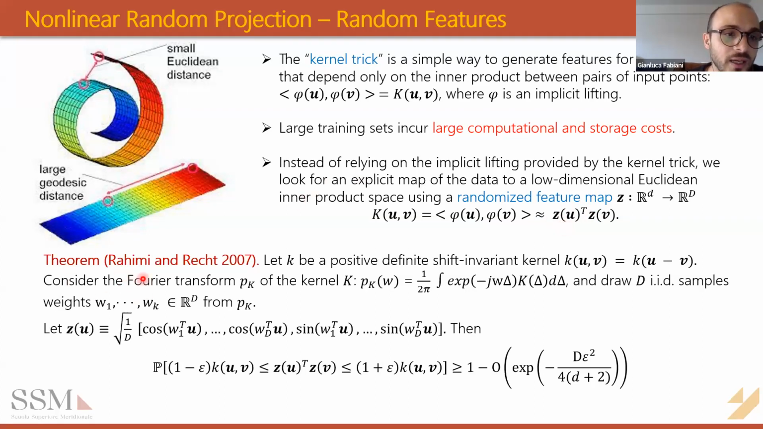This was proven by Rahimi and Recht in 2007. So if we consider a positive definite shift-invariant kernel, we can take the Fourier transform of this kernel, and this will be a probability distribution function. So we can draw samples from this probability. These will be the weights. If you see, this is a sort of hidden layer of a neural network because we have just cosine and sine activation functions. So this is also called random Fourier features. And with this vector, we can, with high probability, approximate and preserve the kernel distance.